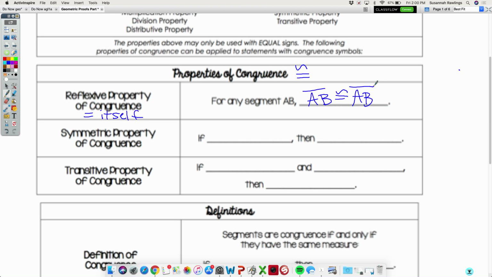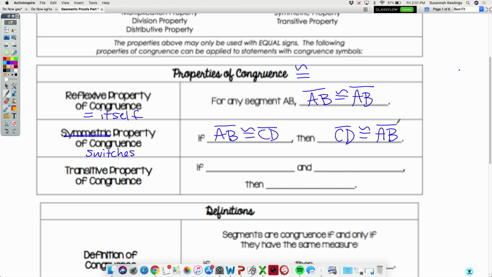Does that help? Okay, so when it's equal to itself, that is the reflexive property. That's the easiest one to find. Symmetric, we said, is when it does what? Anyone remember? It flips, right? Or it switches. So if AB is congruent to CD, then if I flipped it, what would it say? CD is congruent to AB. Good.